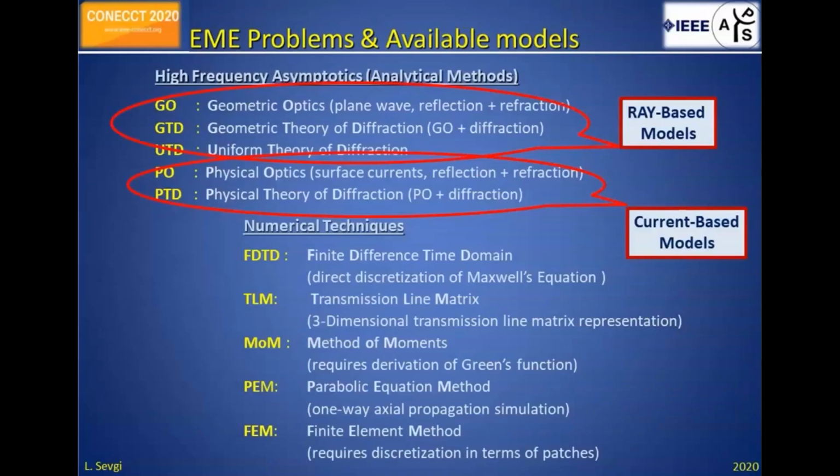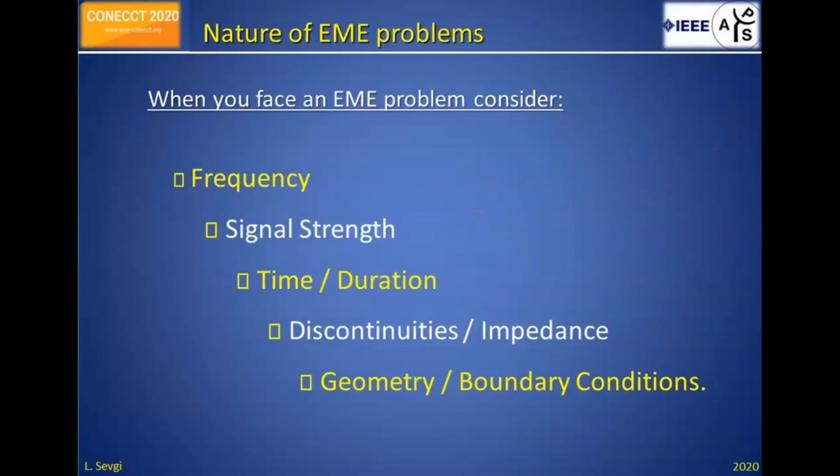So in summary, we have high frequency asymptotics, which are grouped into two: ray-based models such as geometric optics and GTD, UTD, and current-based models such as PO, physical optics, and PTD. And a few well-known numerical techniques are also given on this slide: FDTD, TLM, which are time domain methods, method of moments, parabolic equation, and finite element, which are frequency domain methods.